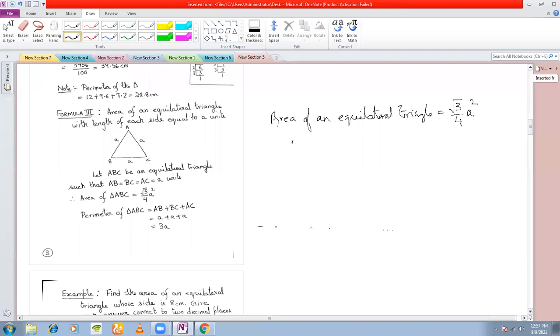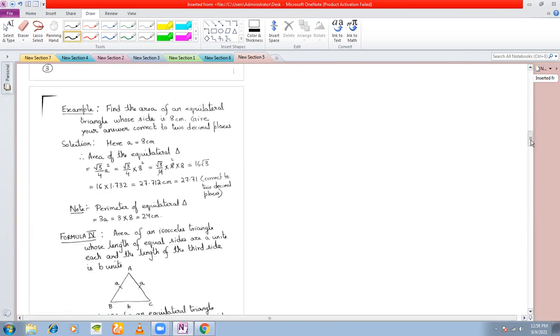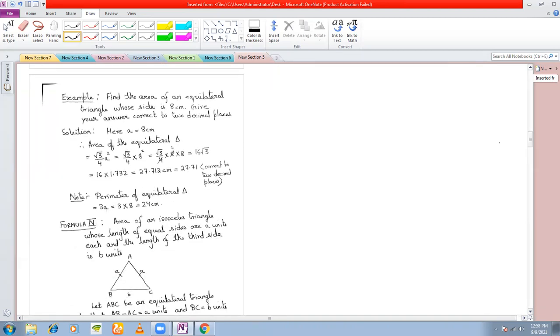And since all the sides of an equilateral triangle are equal to a, the perimeter is equal to 3a. Okay, sum of the length of the sides. So with the help of these two, we are going to work out the next question. Question is, find the area of an equilateral triangle whose side is 8 centimeter. That means, yes. Sir, can you please scroll the screen a little bit down?